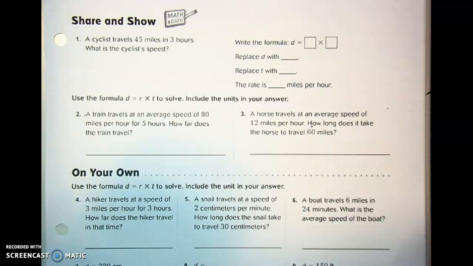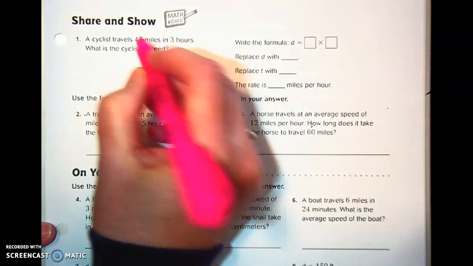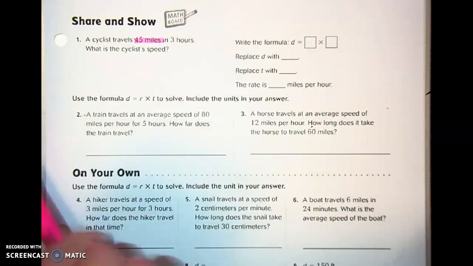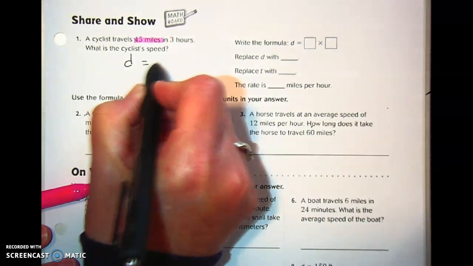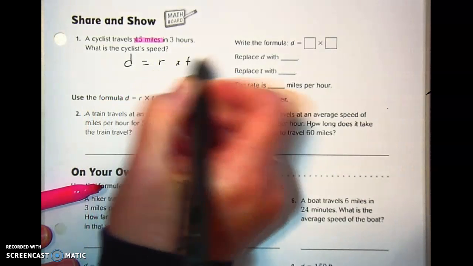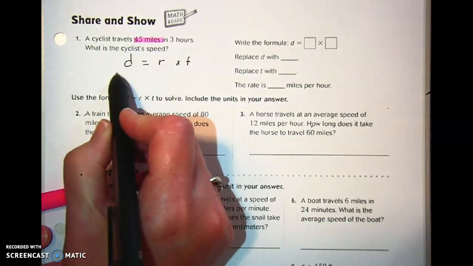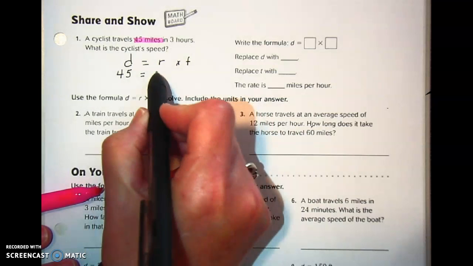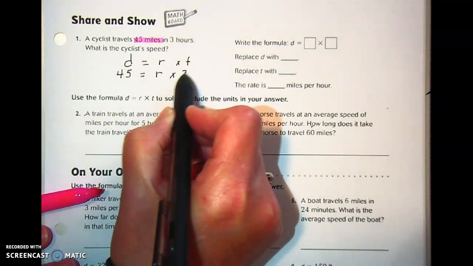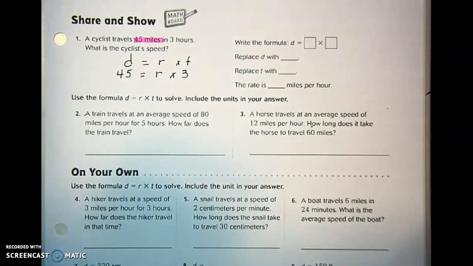So I might have you stop your recording. A cyclist traveled 45 miles in 3 hours. What is the cyclist's speed? So he traveled how far? 45 miles. So if we were to write our formula, that would be distance equals rate times time. We would know that he traveled 45 miles. That would be our distance. We don't know how fast he traveled, but we do know that it took him 3 hours.